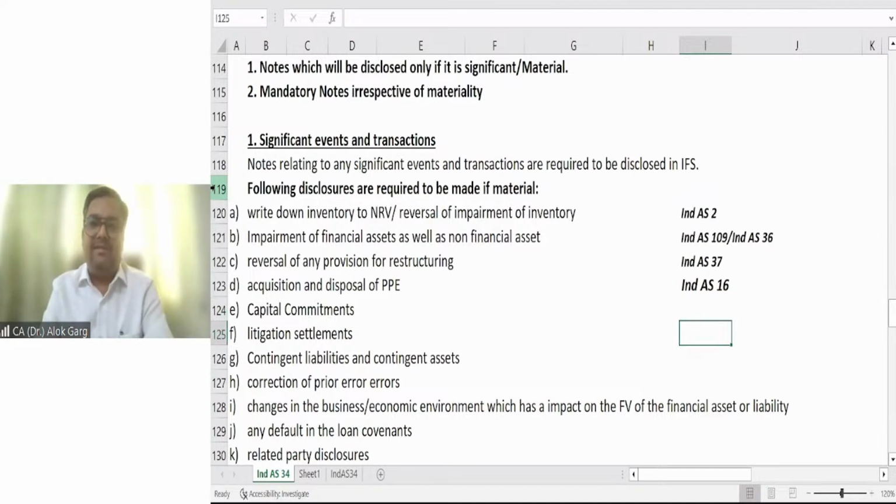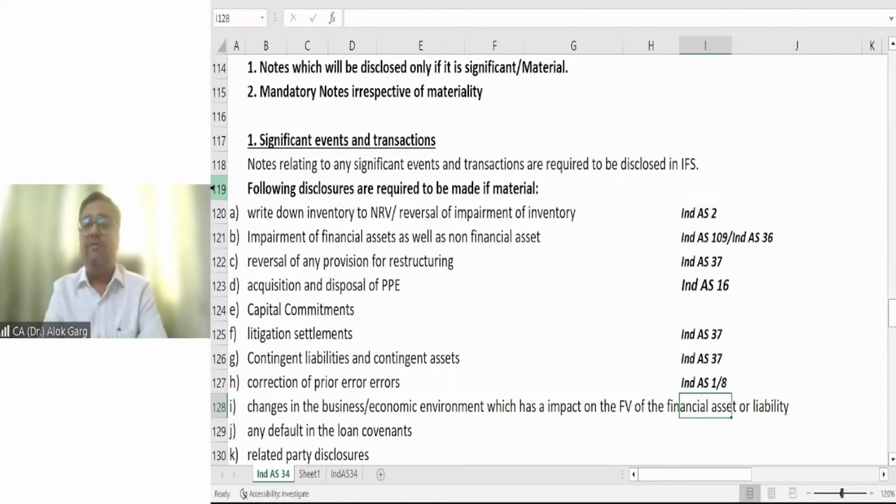Litigation settlements. Again, as per Ind AS 37, if the company has done any litigation settlement, there was a court case going on and the company has settled that court case, it is required to be disclosed if the amount is material. Contingent liability or contingent asset, again, is required to be disclosed if the amount is material. Correction of prior period error, Ind AS 1 and Ind AS 8, right? It is again required to be disclosed if it is material. The detailed disclosures will be required in notes to accounts.